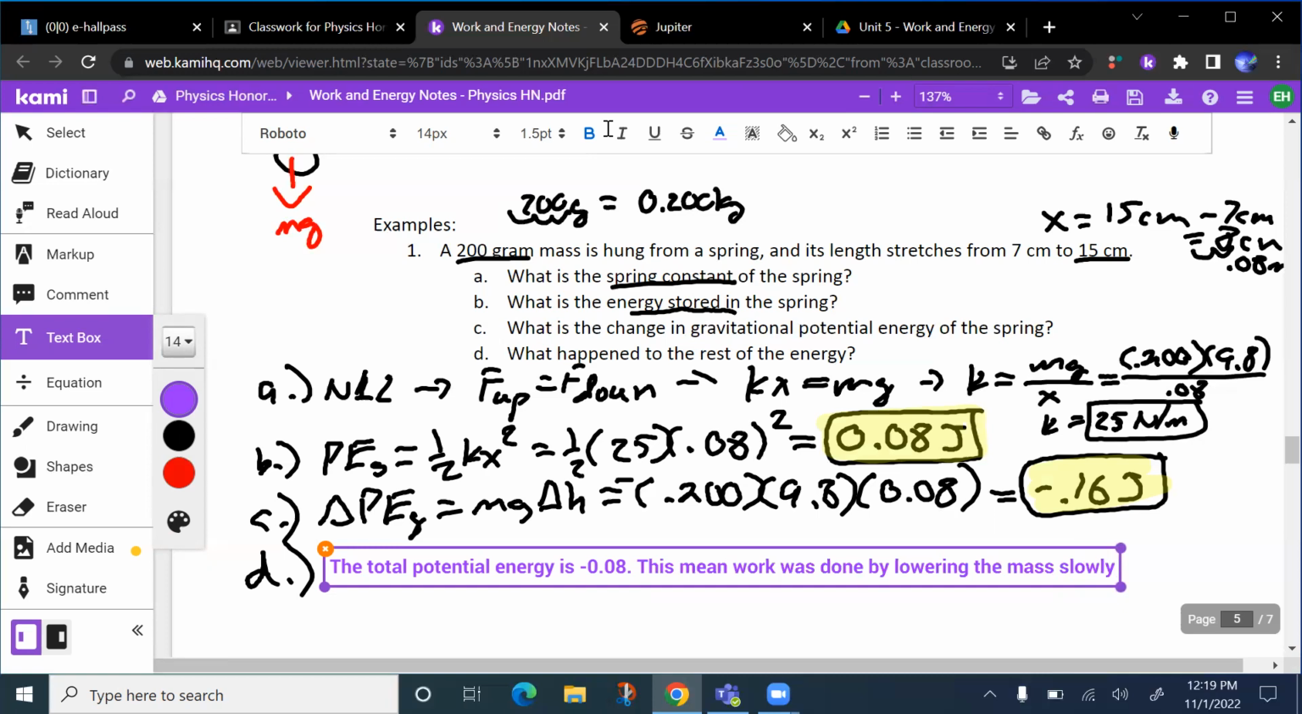The work was done by the upward force to prevent the mass from simply falling and oscillating up and down. So the mass was basically allowed to stretch slowly and then come to equilibrium. But there was work done by the upward force from the hand in lowering that mass slowly. That's what accounts for that negative potential energy.